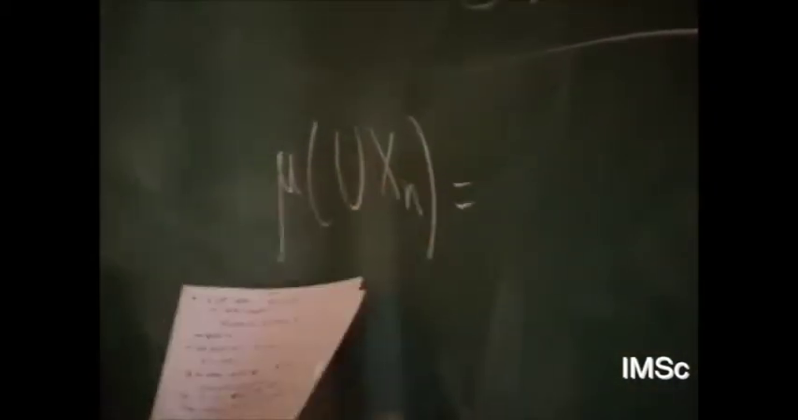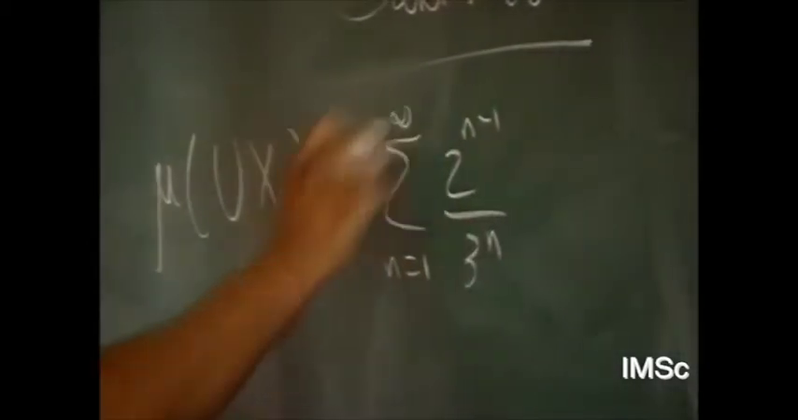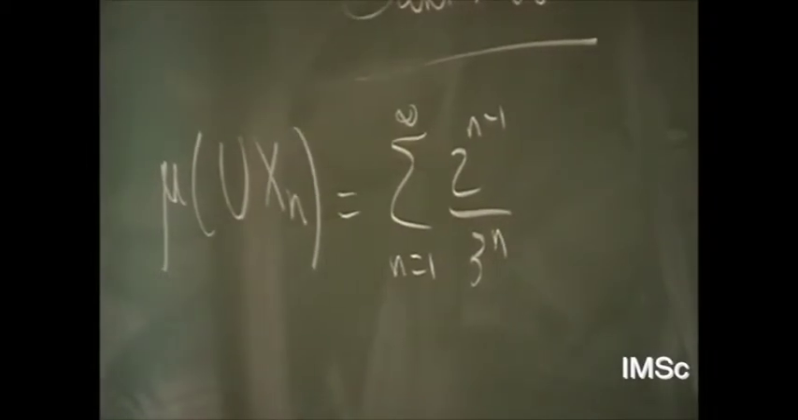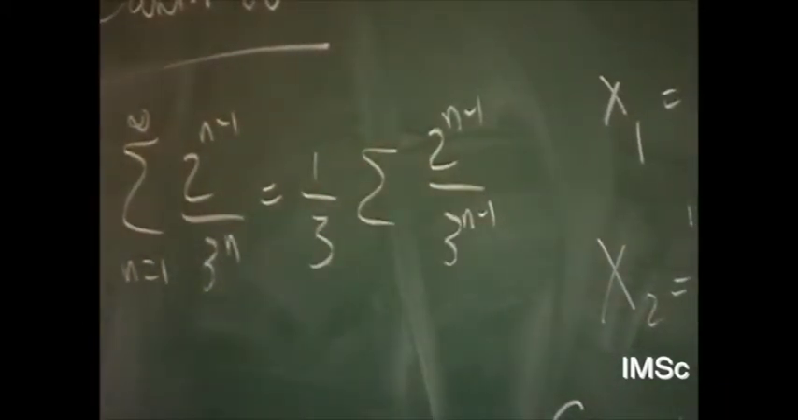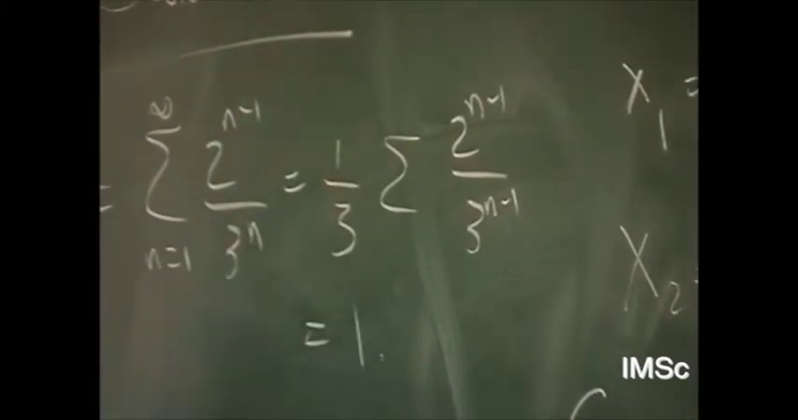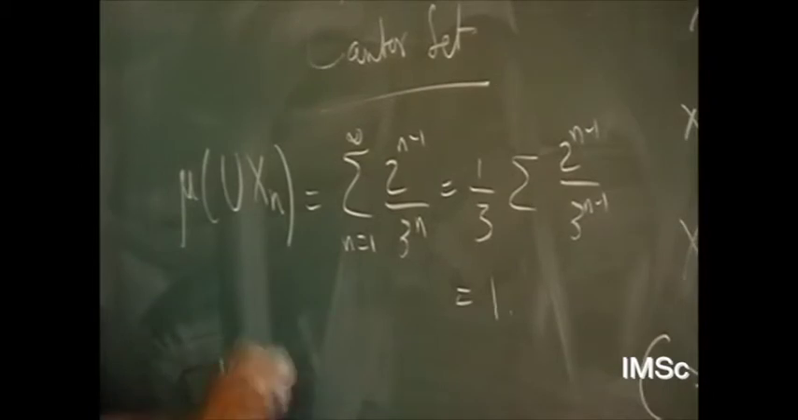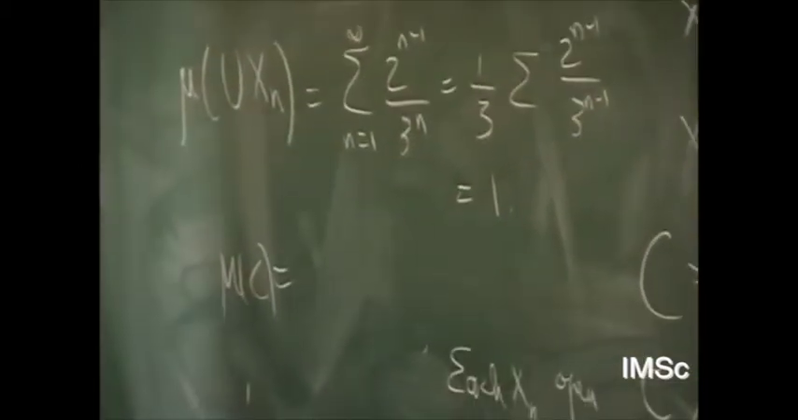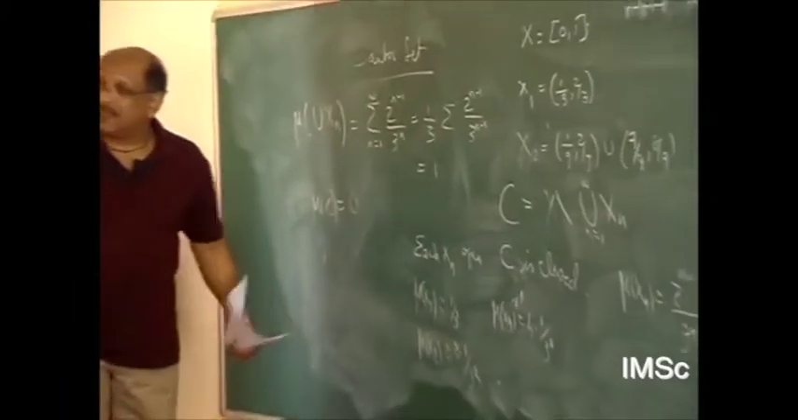Okay? So mu of union Xn is sigma, n equal to 1 to infinity, of 2 power n minus 1 by 3 power n. This is a nice geometric series which you can easily sum. It's 1 by 3 into sigma of (2 by 3) power n minus 1, and this is 1. So what is mu of C? Zero. Because mu of the original interval is 1. In that I remove the union of Xn, which also has measure 1. So mu of C is 0.